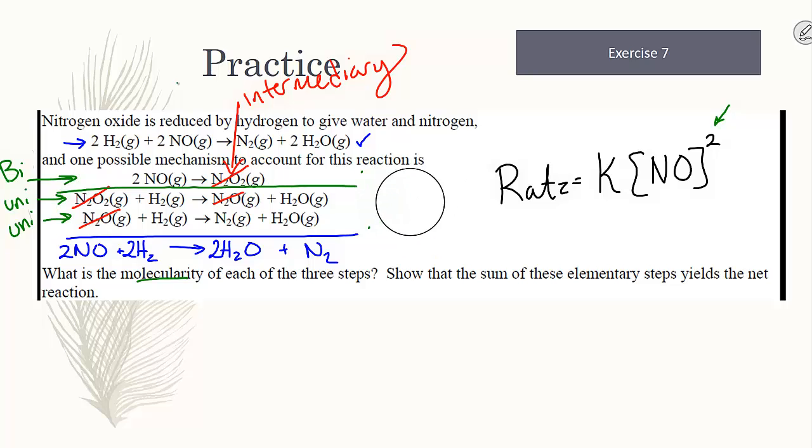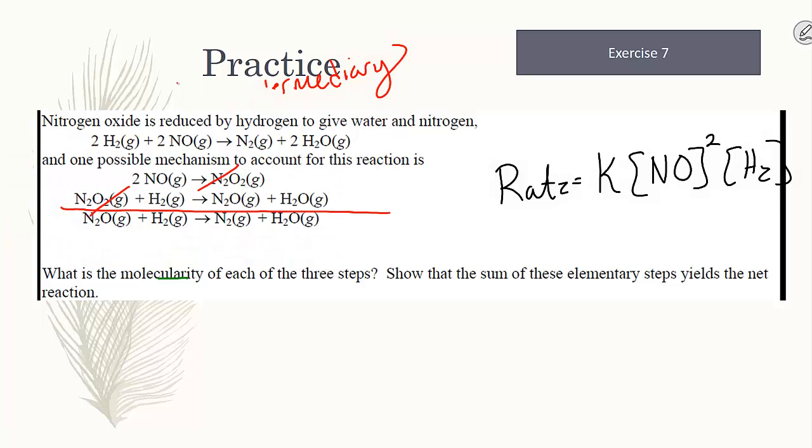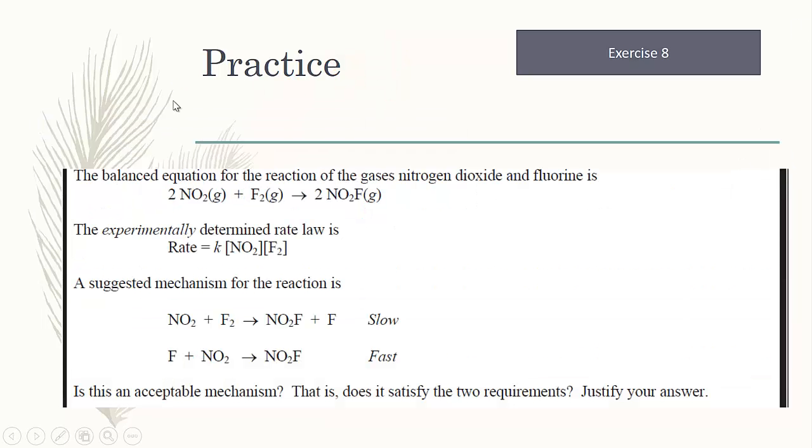If the rate law was something different, like say rate equals k times the concentration of nitrogen monoxide squared times hydrogen, the slow step would have to be the second in the mechanism, because that matches our rate law, where two nitrogen monoxides have to collide, and then they have to find another hydrogen to match up. So the next one says, here is a rate law, here is a reaction.